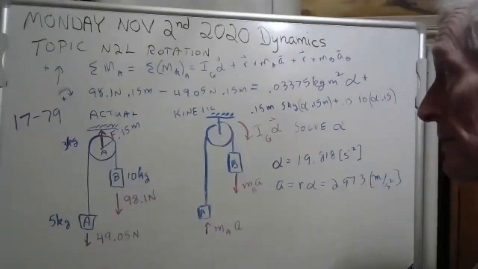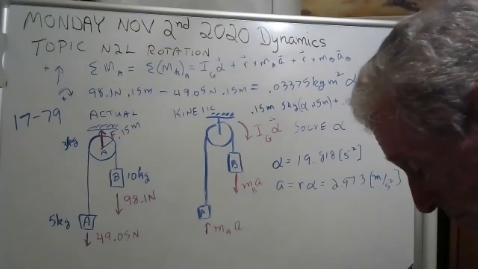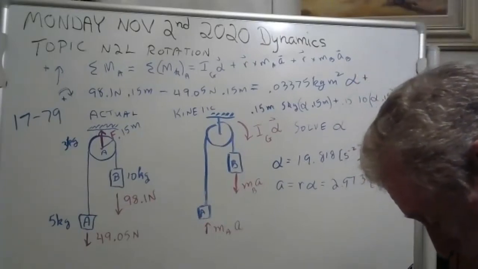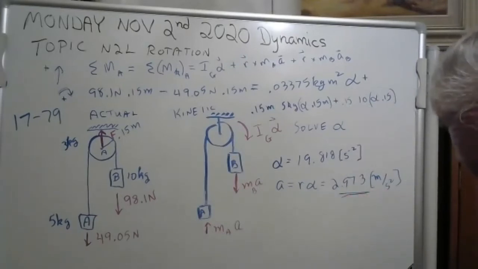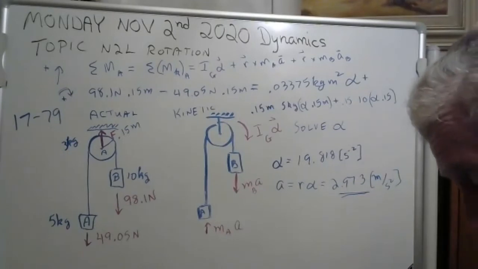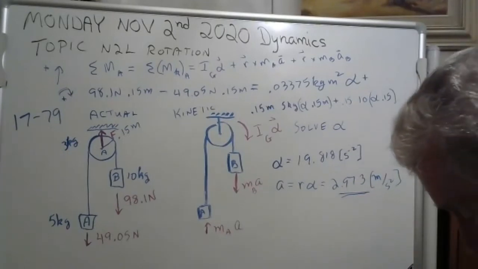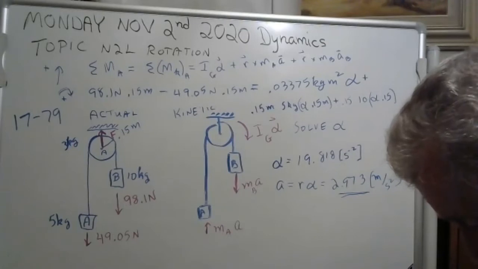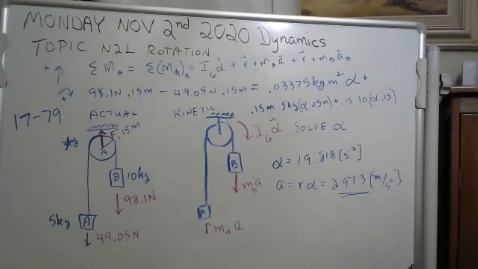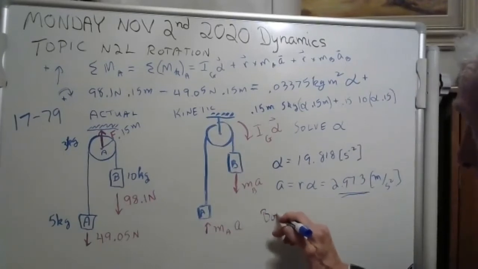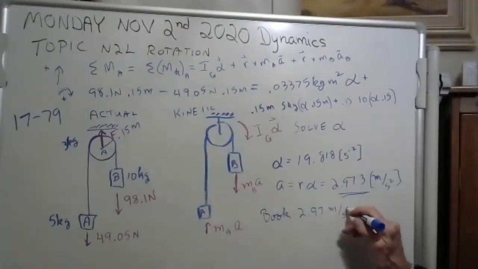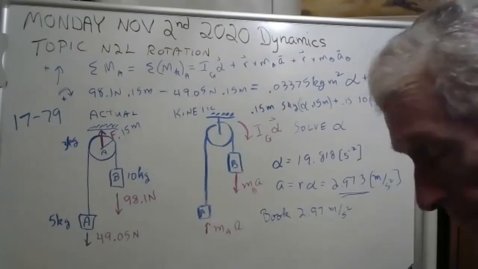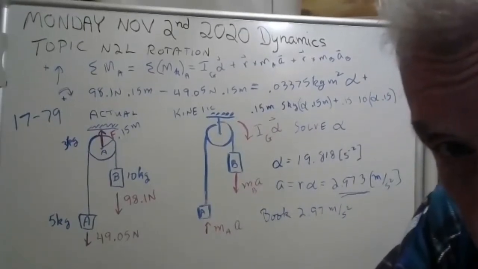Now, what were we supposed to find in this problem anyway? Let me read it here. Determine, oh, that's what we're supposed to find. We'll look in the back and see what it says for 1779. We'll see what the answer book says. They said acceleration is 2.97. The book says 2.97 meters per second squared. You know what? They just kind of rounded off, didn't they? We did great.